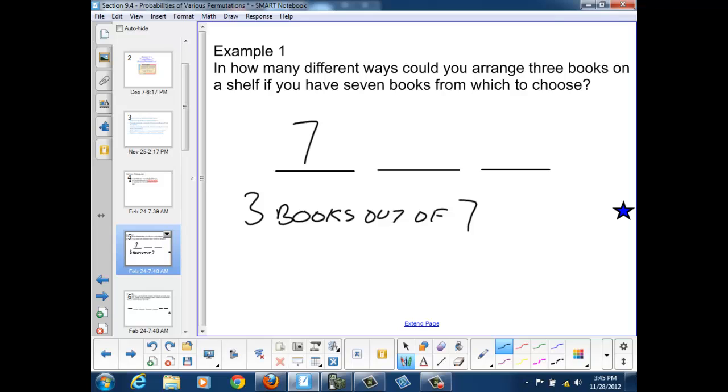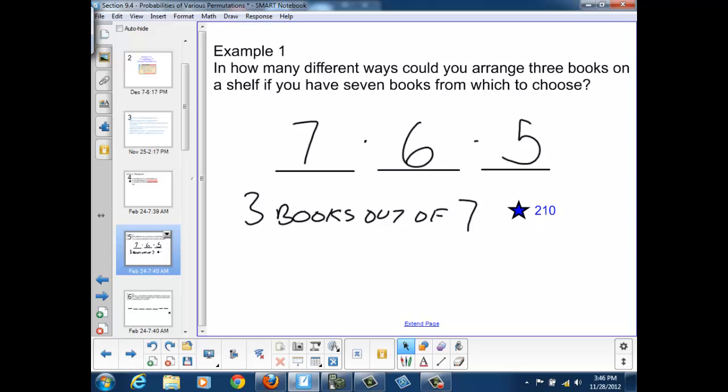And then I have a second slot, and since I've already used one of my books, I only have 6 choices for the second slot. Following the same logic, I would only have 5 choices for the third. Since all of these things are happening together, we're in an AND situation, so we multiply 7 times 6 times 5, which gives us 210 possible ways to arrange the 3 books.